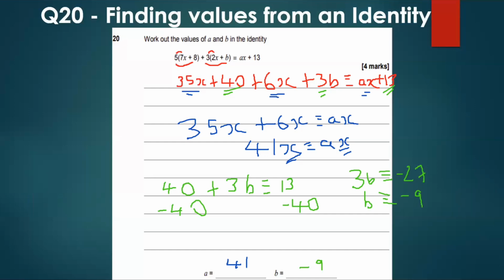And comparing the constants, 40 plus 3b has to be equivalent to 13. So what I've done is treat it like an equation: minus 40 on both sides, and then dividing both sides by 3 means that b is equal to minus 9. Then I can sub these back in, and it will show me that the left-hand side equals the right-hand side, as shown.